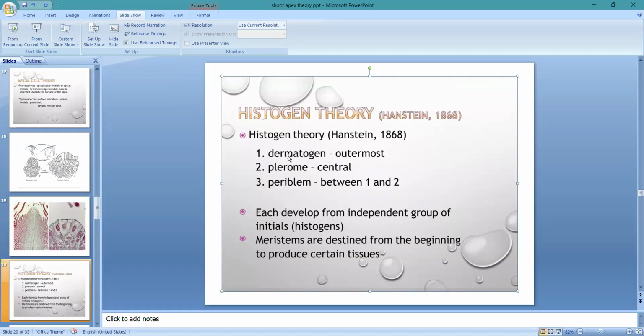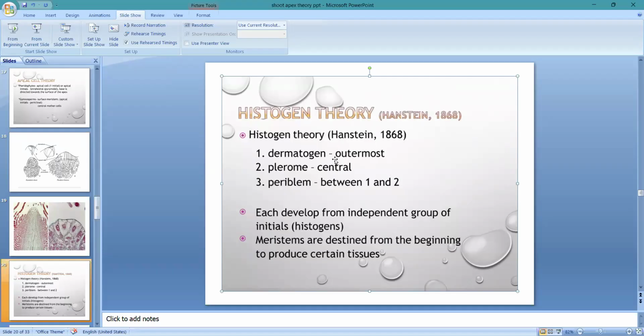See here, the first one is the dermatogen. So this dermatogen is the outermost and uniseriate layer. Okay, coming to the peribulum, this is the middle layer. Peribulum is the middle layer, and the plerome is the central massive core. Okay, plerome is the central massive core.